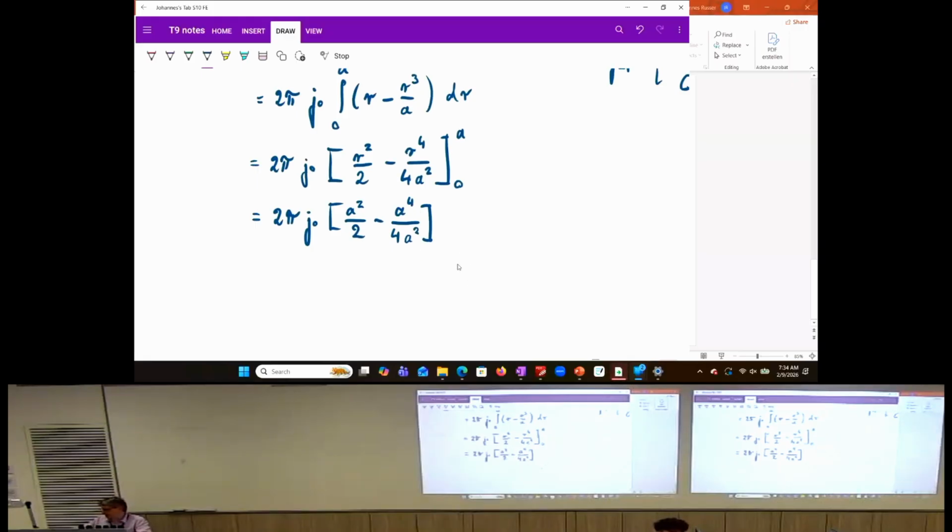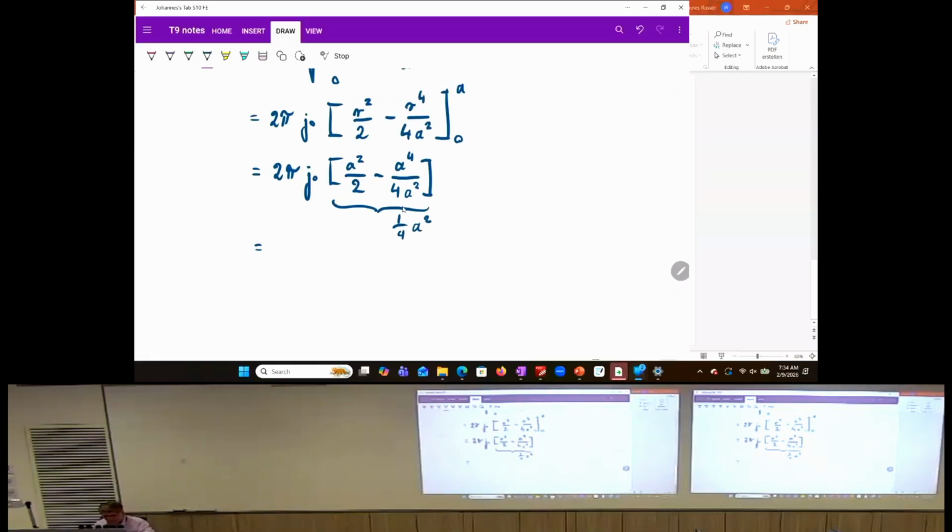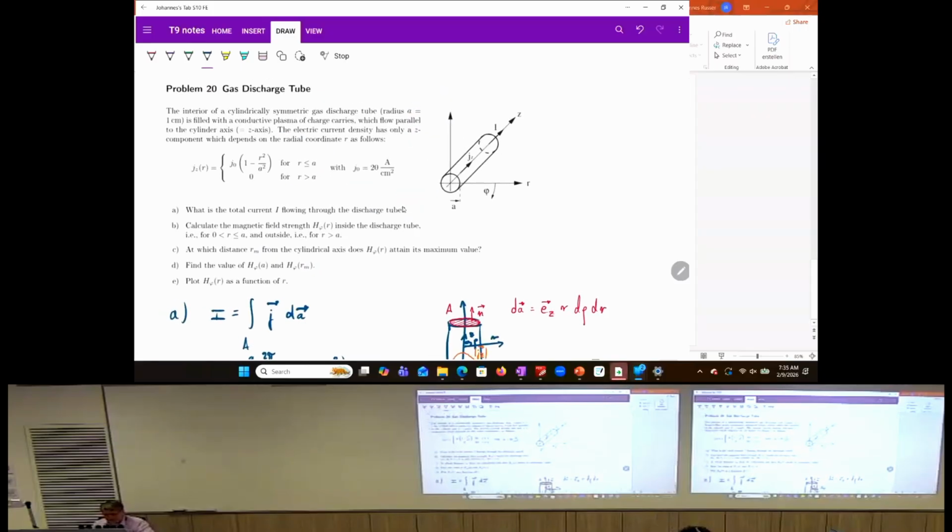You just cancel the a squared, and then you get a squared half minus a squared fourth. That gives you 1/4 a squared. And this is pi half j naught a squared. Now insert the values given. You have given here the j naught as this. You have given the a as 1 centimeter.